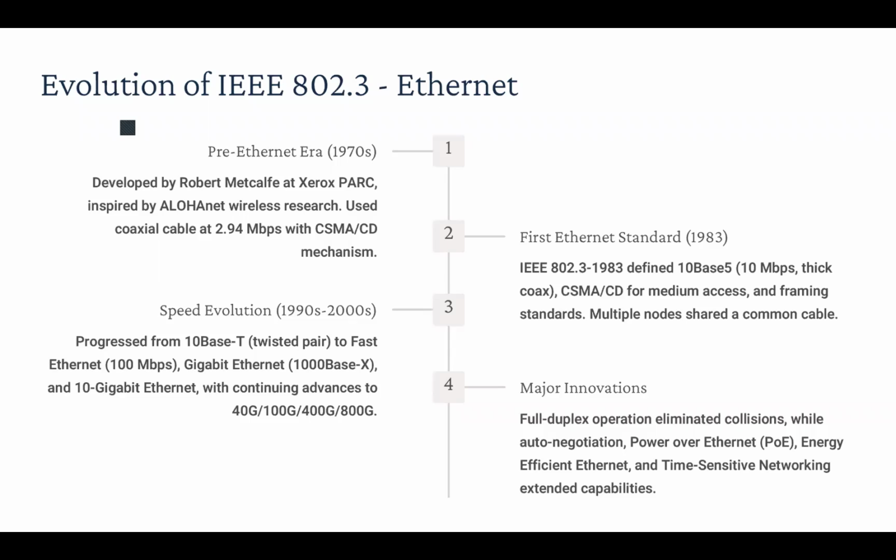Now, the next innovation was Power over Ethernet, PoE, which allowed the Ethernet cable to transmit electrical power, which was used for devices like IP phones and access points. The next innovation was energy efficient Ethernet, which reduced the power consumption when we had low data activity by placing the physical layer into a low power idle state.